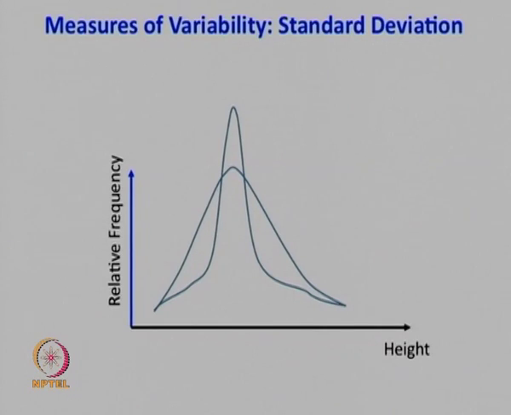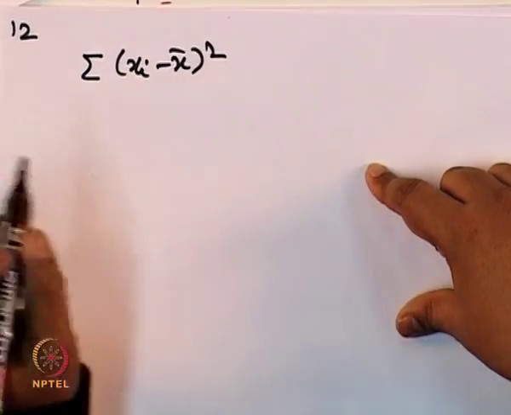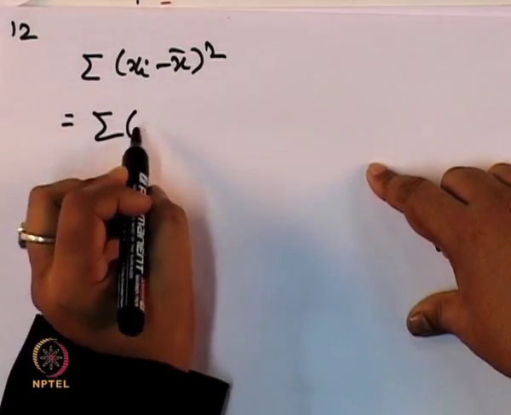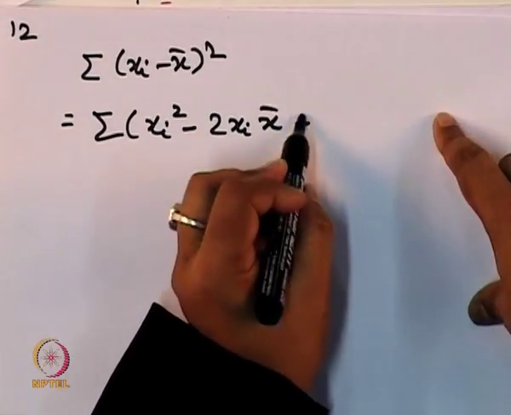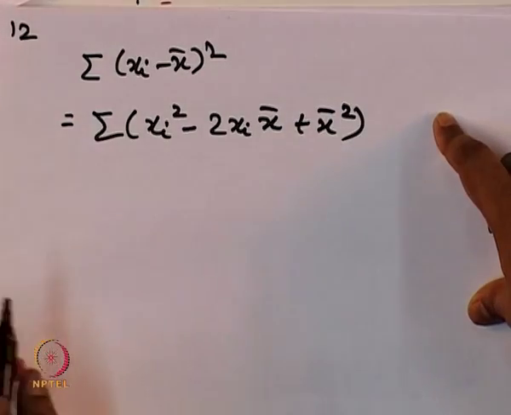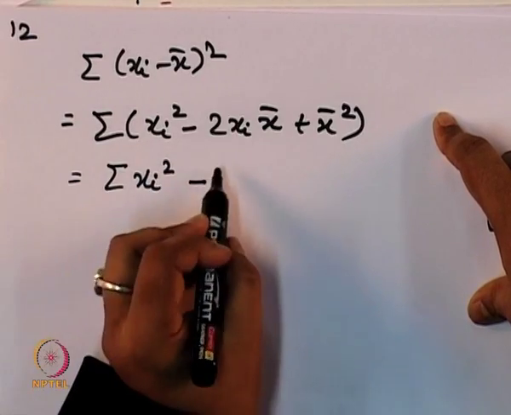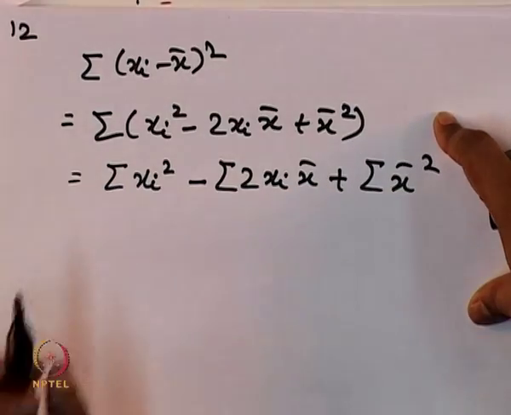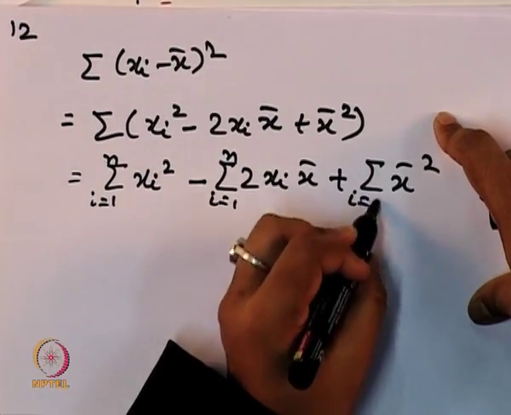Now there is just one small mathematical trick. When I talk of summation of xi minus x bar whole square, I can expand it. So I can write this as xi square minus 2 xi x bar plus x bar square. Okay, so I can then write summation xi square minus summation 2 xi x bar plus summation x bar square. Each of them is i equal to 1 to n.